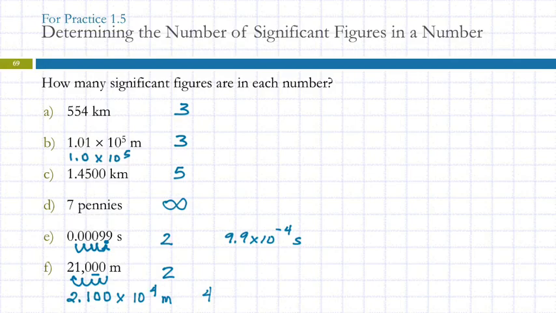But something that does happen to students is they see a whole number, like 554 or 21,000, and they automatically say, oh, that must be exact. No. You have to look at how, 21,000 what? 554 what? Well, if it was 554 cars, you can count 554 cars, but you can't count kilometers. Okay?